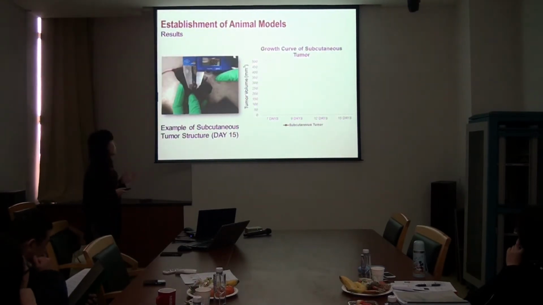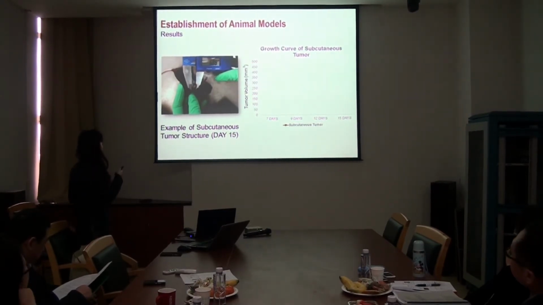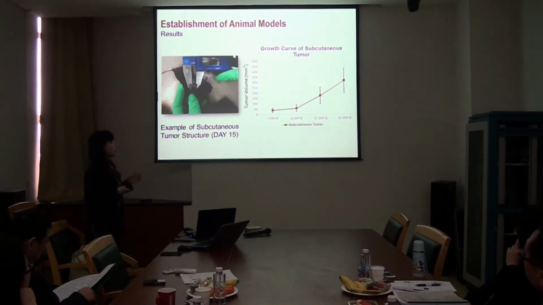So here are our results. These two figures illustrate how the tumors have grown after 2 weeks of inoculation. In the first one, visually we can see that the diameter of the tumor has grown to approximately 6.88 millimeters. And from the growth curve, we can see that after 7 days, the tumor starts to proliferate very rapidly, and after 2 weeks, the volume of the tumor has grown to about 320 cubic millimeters.